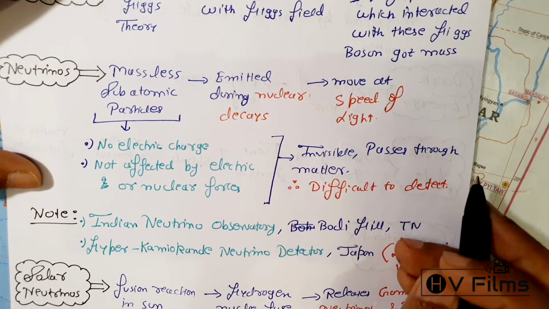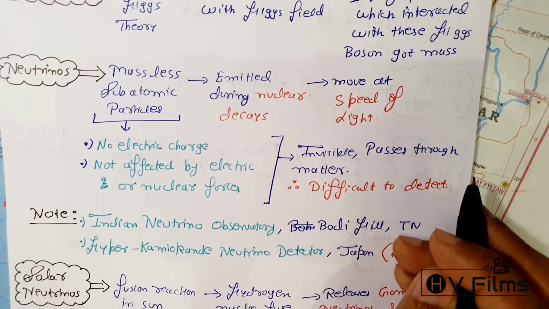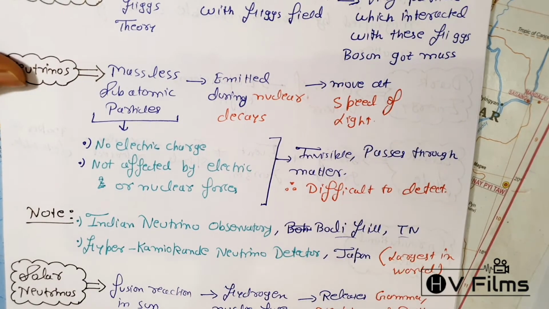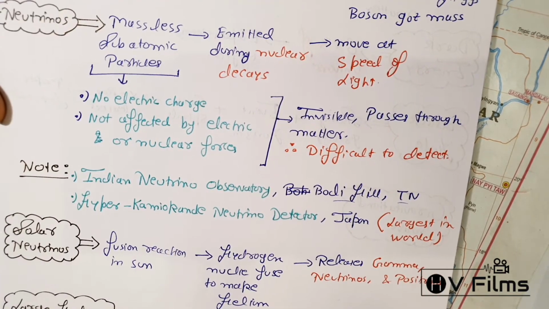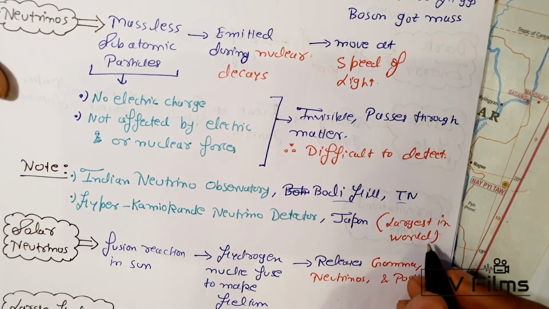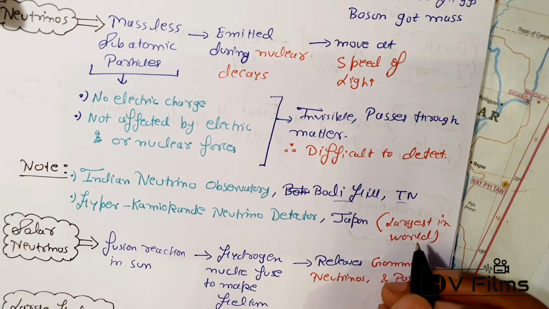And recently, if you are well aligned with the news, you have seen that India has the Indian Neutrino Observatory at the Bodi Hills in Tamil Nadu. Similarly, there is the Hyper-Kamiokande neutrino detector in Japan, which is currently the largest in the world. So this is mainly about the neutrinos that we need to know from the prelims perspective.